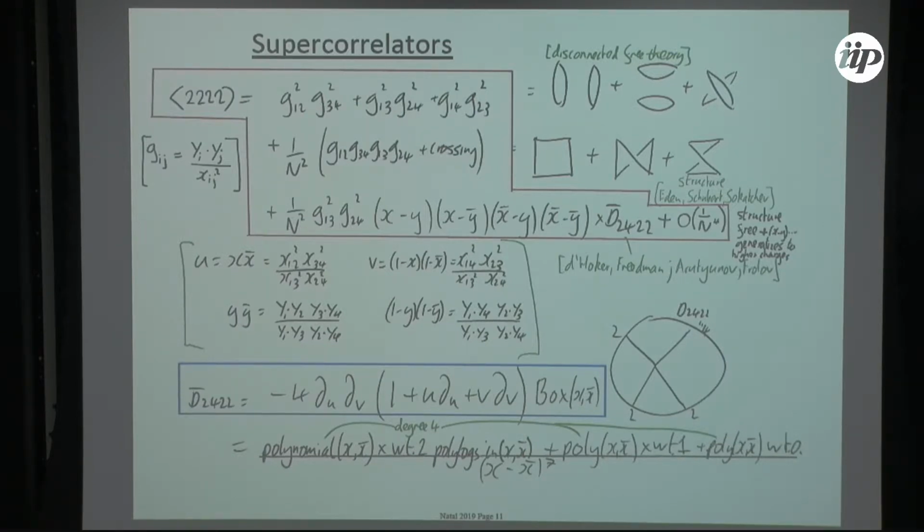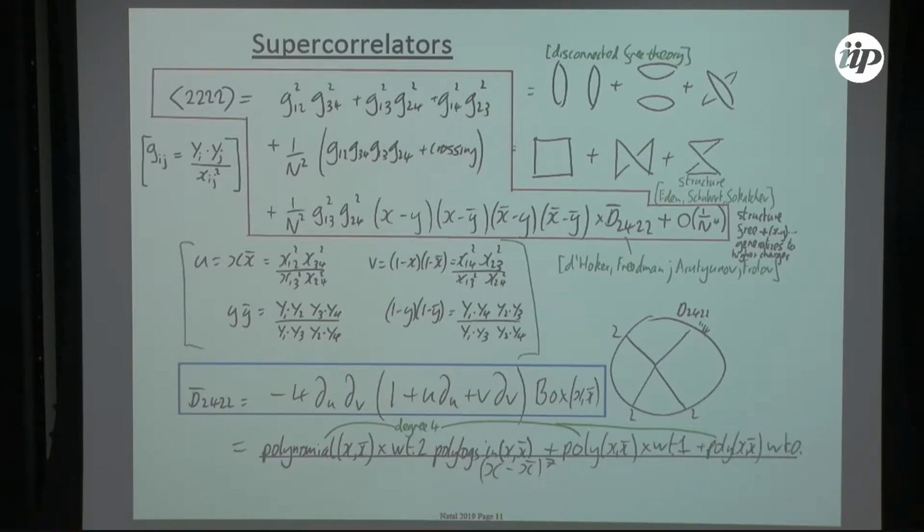Okay, good. So this is a key point. The easiest way is to look at the box function. The box function has x minus x bar in the denominator, just 1 power, and it's anti-symmetric in the numerator, so it's not really a singularity. And now I differentiate it.